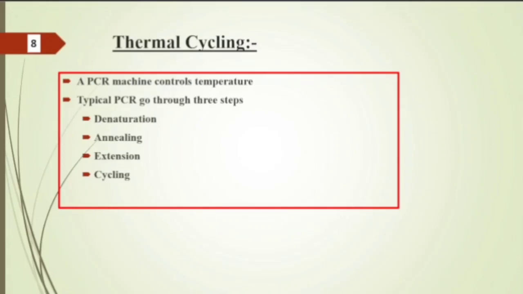Next, thermal cycling. What is the process? The process is very liberal; step by step we will understand. A PCR machine controls temperature. Typical PCR goes through steps. There are three or more, and the three steps are essential. Sometimes four steps are performed in this activity.